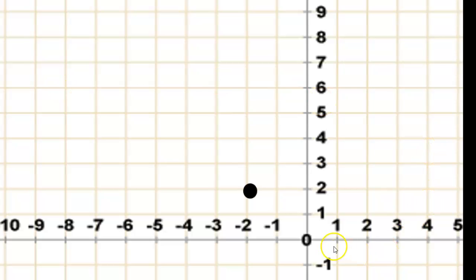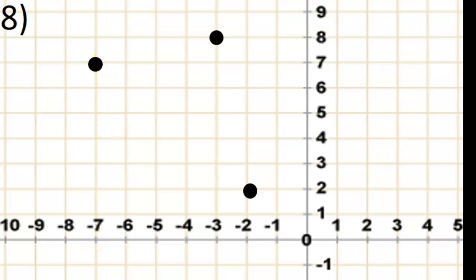That point. So from the origin, we go 2 to the left and 2 up. What are the coordinates there? 2 to the left, so that's minus 2, right? And 2 up. Good. Next one, write it down. From the origin, we go 3 to the left and 8 up. What are the coordinates there? Negative 3, 8.